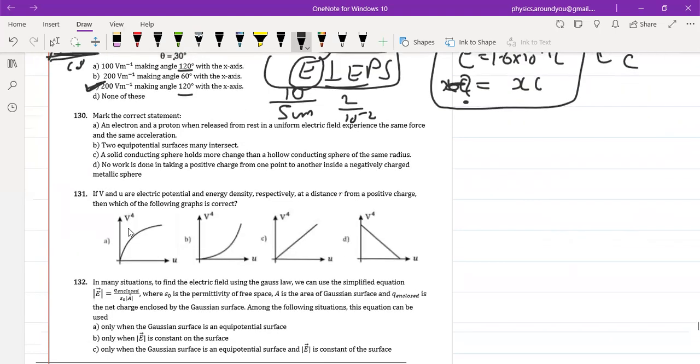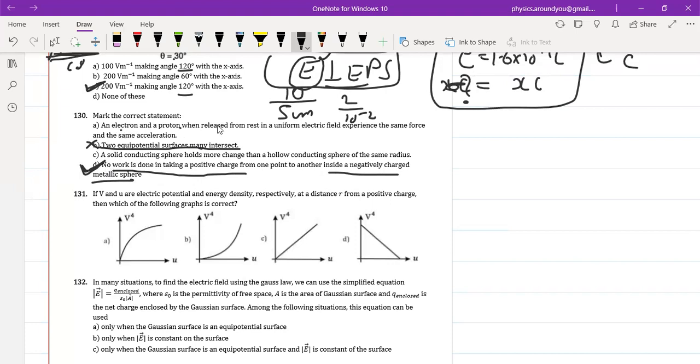Now, question number 130. An electron and a proton, mark the correct statement. Outrightly, I can tell that "two equipotentials may intersect" is incorrect. Equipotential surfaces cannot intersect. No work is done in taking a positive charge from one point to another inside a negatively charged metallic sphere. Correct, because inside a conductor, potential is constant, equipotential surface. So no work is done.